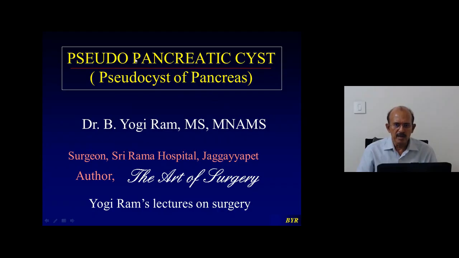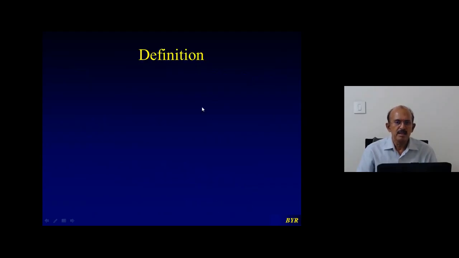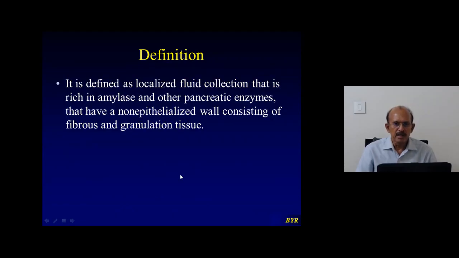So we are going to deal with a pseudopancreatic cyst. What is the definition? It is defined as a localized fluid collection that is rich in amylase and other pancreatic enzymes, that has a non-epithelialized wall. So it has no epithelium in the wall, and the wall consists of fibrous and granulation tissue. That means it is not a true cyst. A true cyst should have epithelium or endothelium. Because it has no epithelium, it is called a false cyst.